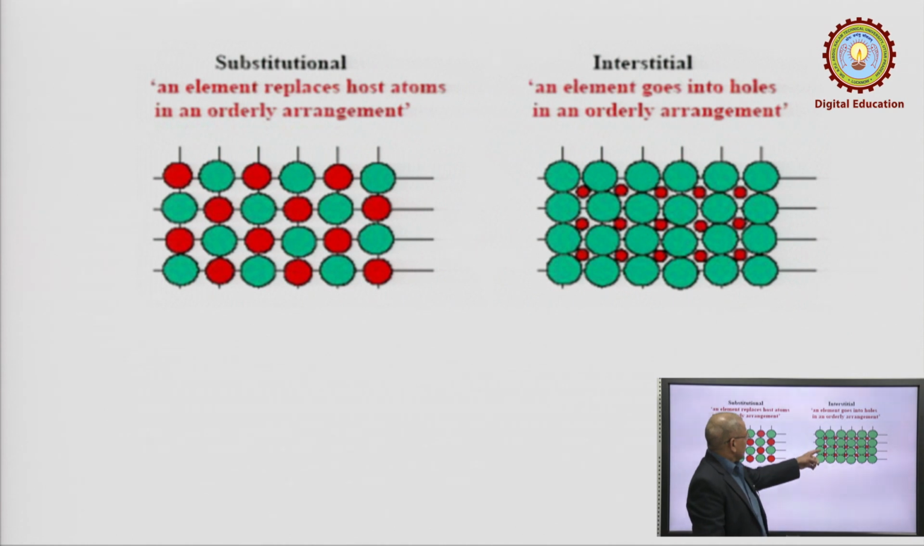So, you can see here the carbon atom is very small, it has an atomic radius of 0.7 angstrom. Compared to iron, it is very small in size.